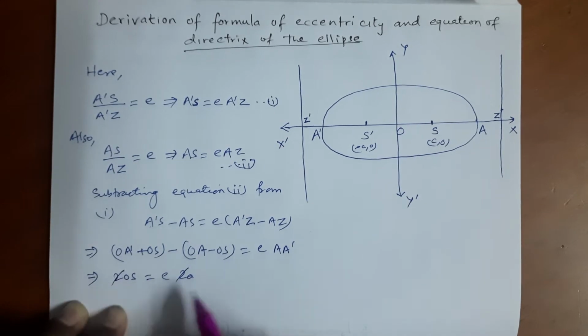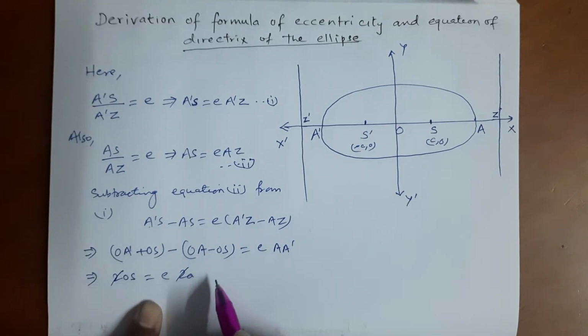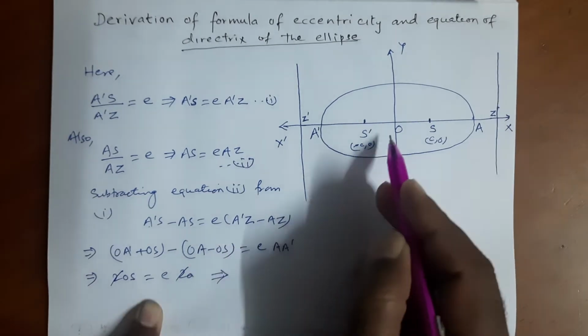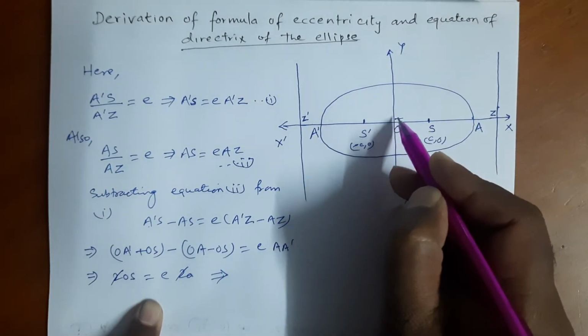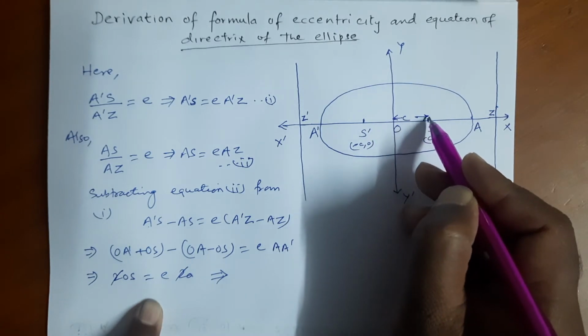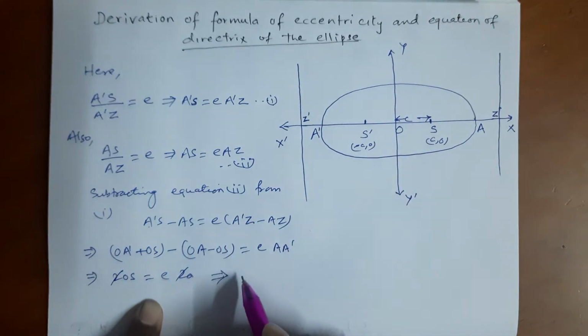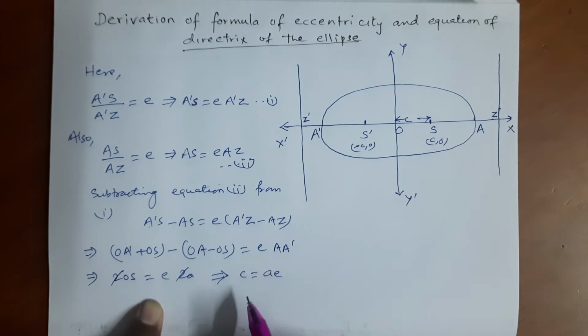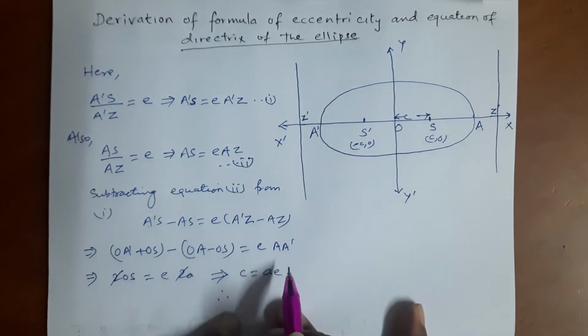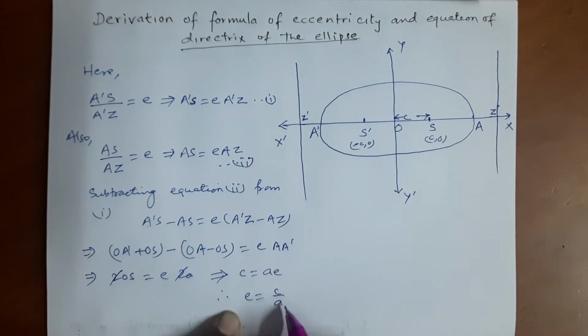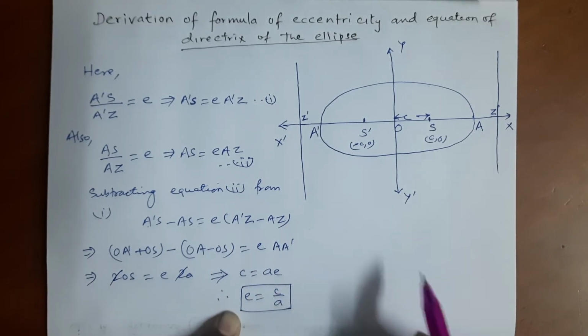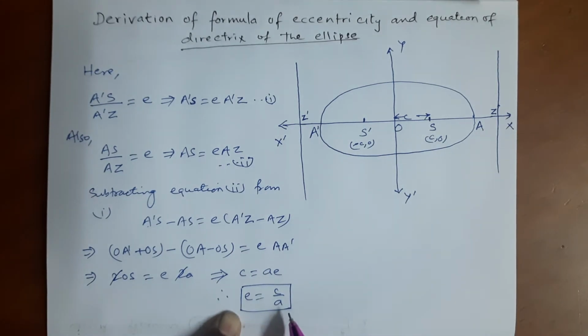Now 2 can be cancelled, and this implies OS, this OS is C, because the focus is C steps right from the center, so C equals AE. Therefore, our formula for the eccentricity is E equals C over A. If the major axis is along the x-axis, the formula for E is C over A. Similarly, if the major axis is along the y-axis, we can deduce the formula for the eccentricity E equals C over B.